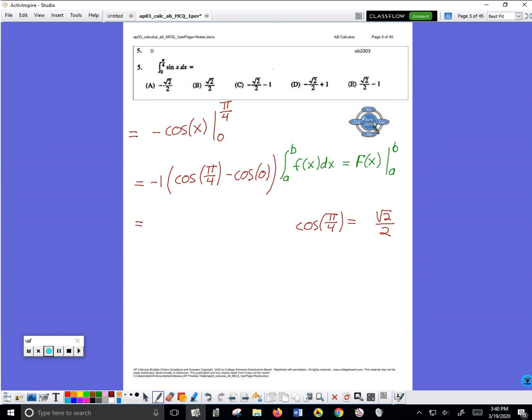Okay, 1/4 of pi is right here. So to get there from the center, I would have to go across to the right. Cosine looks like a cross, so a cross to the right makes this positive root 2 over 2. So now this is going to equal negative 1 multiplied by root 2 over 2. Angle 0 is right here. From the center to there is exactly 1 to the right, so positive 1.